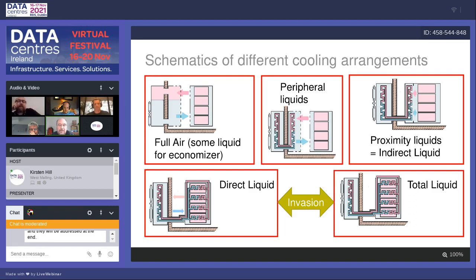So you might use a rear door heat exchanger as well with this so that you can get all your heat into liquid. But this is a combination of direct to chip or variants of that and air cooling. And the final, bottom right, is total liquid cooling. This is where we harvest all of the heat from the IT and all of the peripheral devices through liquid. And this can be immersion or some other form of total liquid cooling.